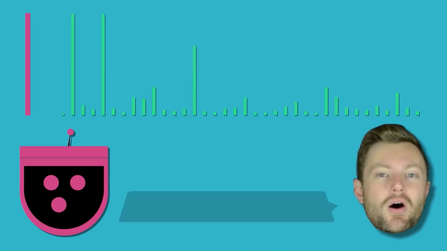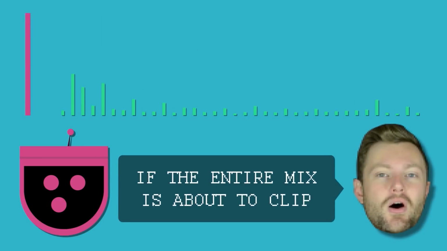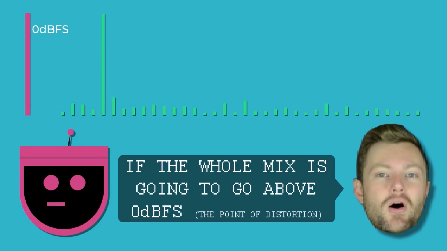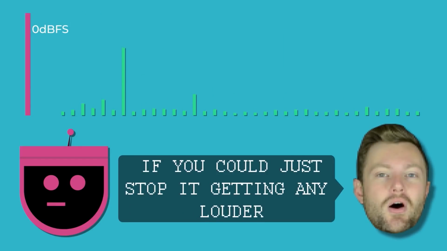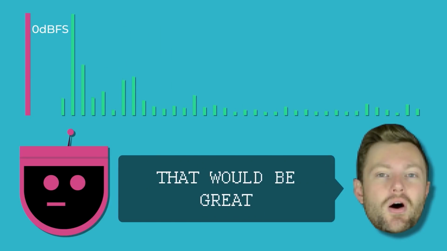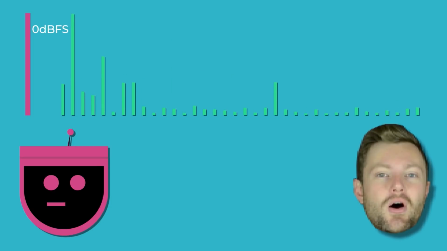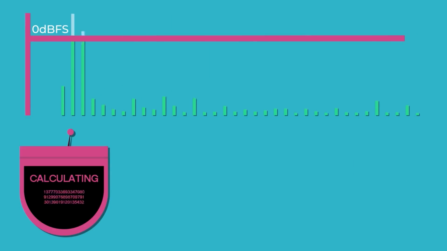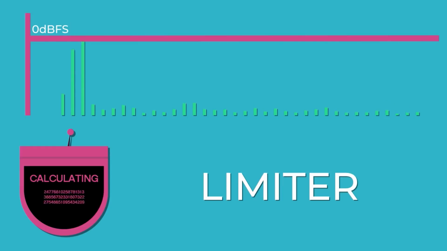But let's say for a second we want to tell Mixbot to never let it go above the threshold. So this time we say, hey Mixbot, if the entire mix is about to clip, if the whole mix is going to go above 0 dBFS, the point of distortion, could you just stop it going any louder? Because that would be great. That would really save me a lot of work. You don't need a ratio or anything like that. I just want you to stop. As soon as it hits 0 dBFS, just stop. Don't let it get any louder. Mixbot's like, hey, no worries, man. That's fine by me. That's a limiter, because now what we're doing is limiting the audio to the threshold.